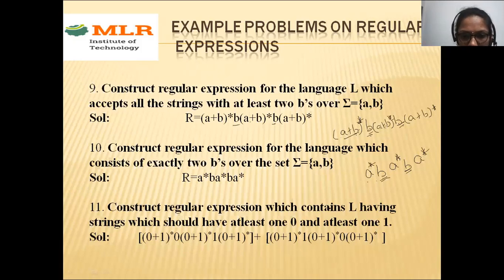And next, construct a regular expression for the language L having strings which have at least one 0 and at least one 1, at least a single 0 and at least a single 1. If I take at least two B's, we considered two B's like this. But now it is at least a single 0 and at least a single 1. That means here 0, here 1. But sometimes it may be 1 here and 0 here, the reverse. So you can consider this one or this one. But before this, you may have any number of zeros and ones.